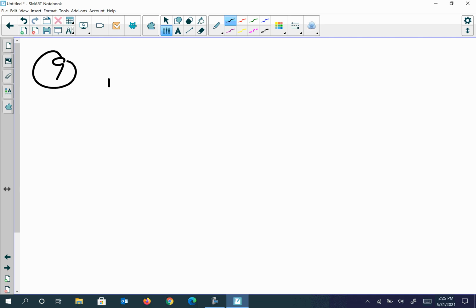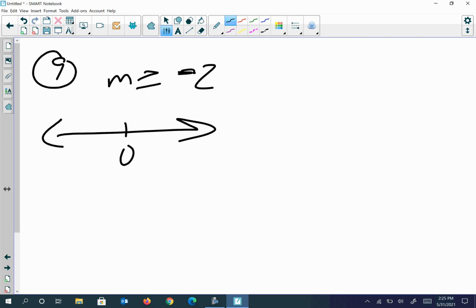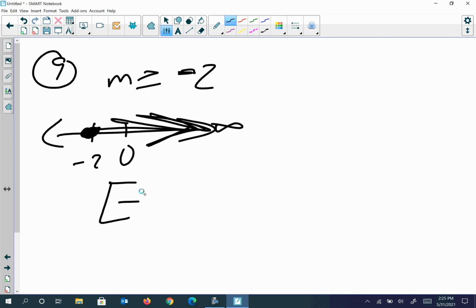Number 9, we have m is greater than or equal to -2. So on our number line, we have 0 here, we have -2 down here. This one has a solid dot because it has the equal sign and it wants values bigger than that, so it goes that way to infinity. So interval notation is going to be a square bracket from -2 to infinity. The infinity always has a soft bracket or a parenthesis.